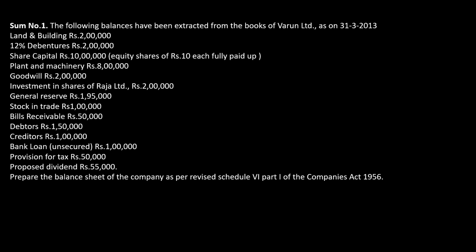Land and building, 12% debentures, share capital, plant and machinery, goodwill, investment in shares of Raja Limited, general reserve, stock and trade, bills receivable, debtors, creditors, bank loan, unsecured, provision for taxation, proposed dividend. You are asked to prepare a balance sheet of the company as per the revised Schedule 6, Part 1 of the Companies Act 1956. This is a new method, which means you have to prepare the balance sheet in a vertical form again. So far, in +1 or +2 or your first year accounts, you would have done the balance sheet in a ledger form.